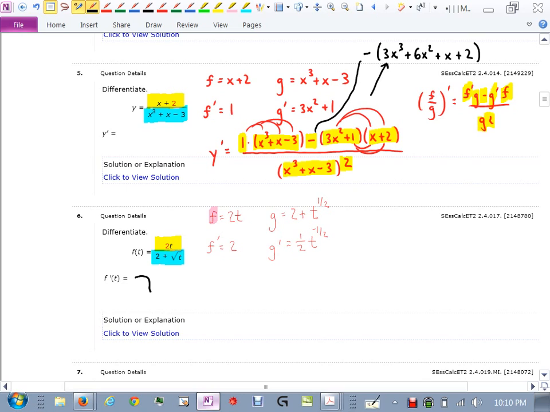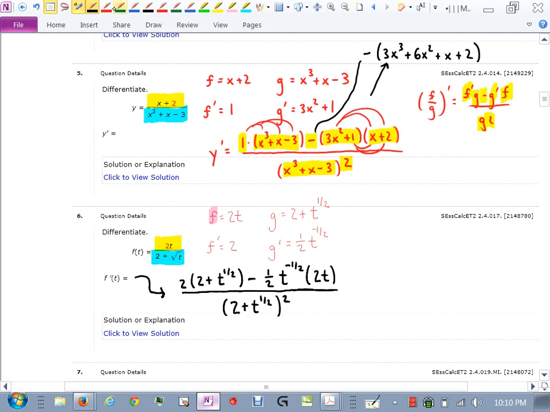So my derivative will be f prime, which is 2, times g, 2 plus t to the 1/2, minus g prime, which is 1/2 t to the negative 1/2, times f, which is 2t, all over g, which is 2 plus t to the 1/2, all of that squared.